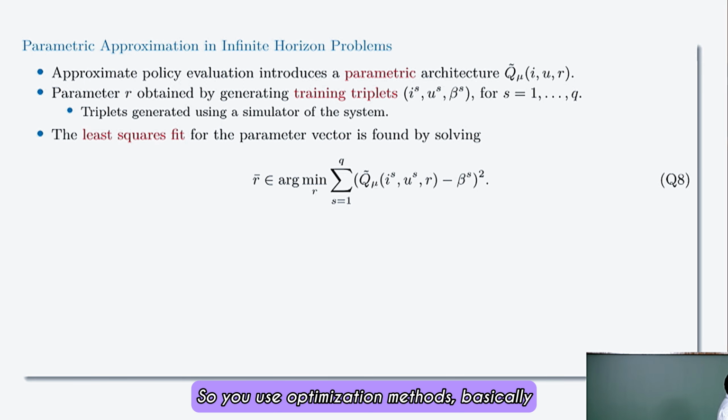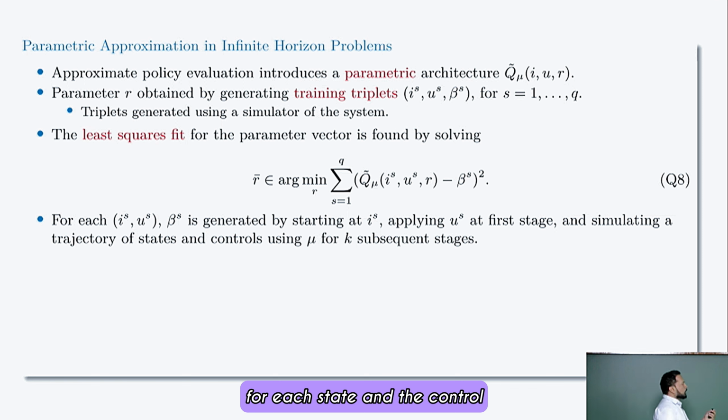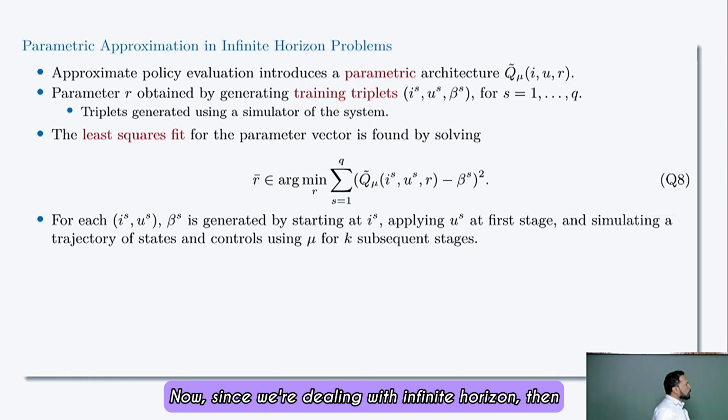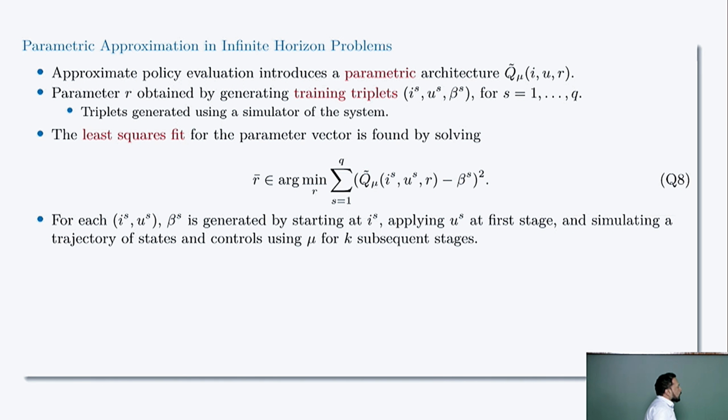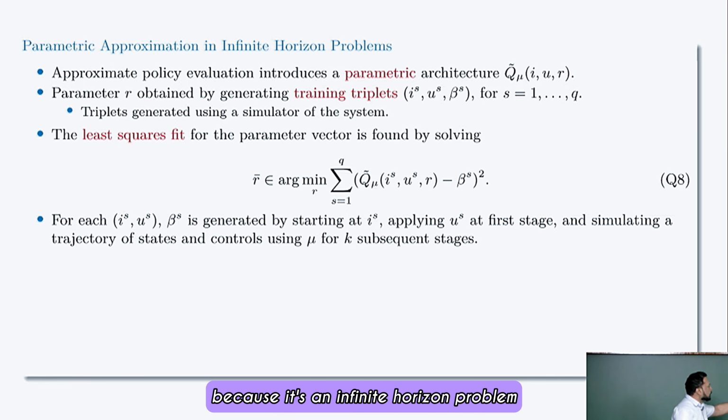So you use optimization methods, basically gradient descent maybe, to solve this, to find this R. As I said, for each i_s and u_s, for each state and control, beta_s is generated at i_s. So this gives you data. Now, since we are dealing with an infinite horizon, we want to know beta_s is generated for how many steps in the future, because it's an infinite horizon problem.